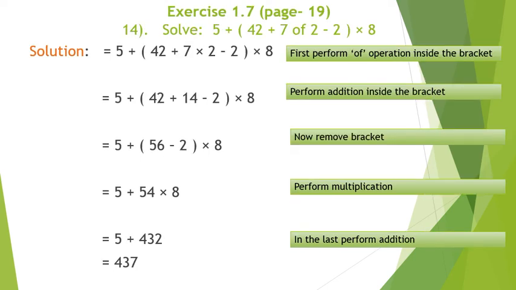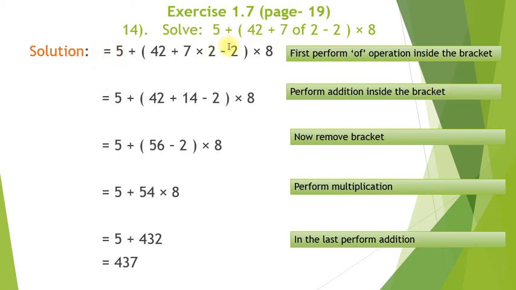Same exercise 1.7, page number 19. There is sum 14. Solve 5 plus, inside the bracket there is 42 plus 7 of 2 minus 2, bracket close, multiply by 8. Write the solution. The method of solving all the sums is the same, so you have to follow the steps.